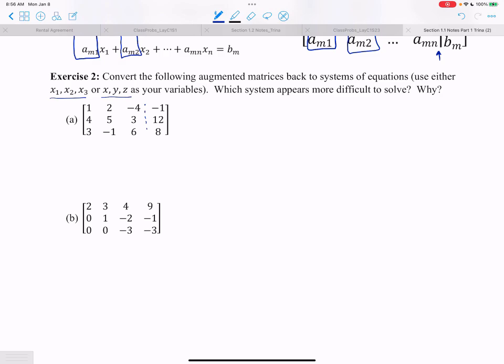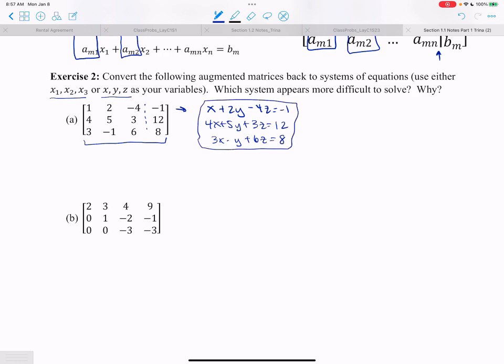You tend to use the later end of the alphabet for variables and the beginning of the alphabet for constants. So if I use x, y's, and z's, this first line would be x plus 2y minus 4z equals -1. The next line would be 4x plus 5y plus 3z equals 12. 3x minus y plus 6z equals 8. So this is the augmented matrix for this system of equations.